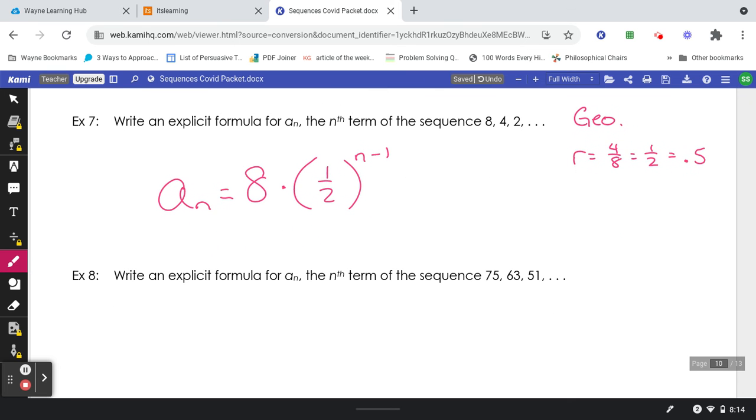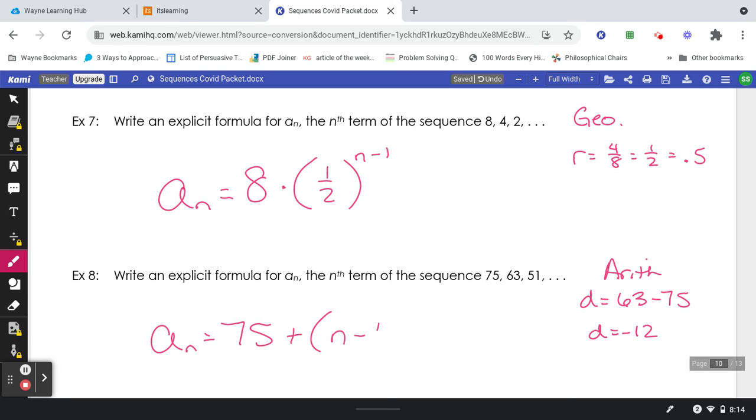All right, last one. This one looks like I'm subtracting a number. So to figure out what that number is, do the second term minus the first term, and we get -12. So that's arithmetic, as if I'm adding a negative. So we would have 75 plus n minus 1 times negative 12.